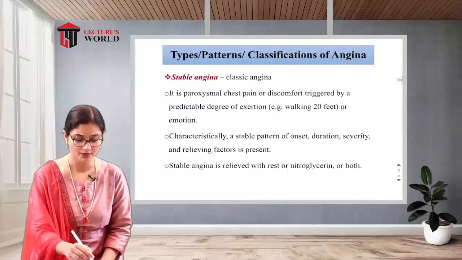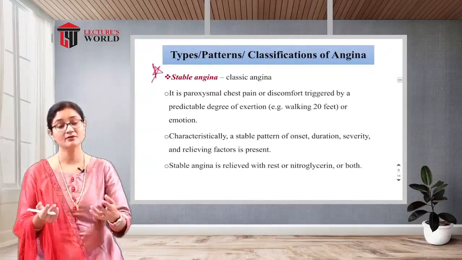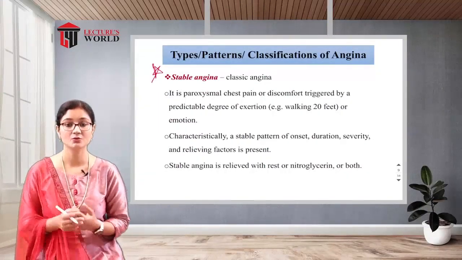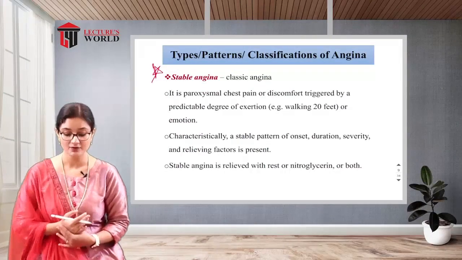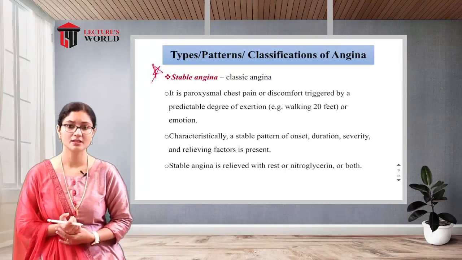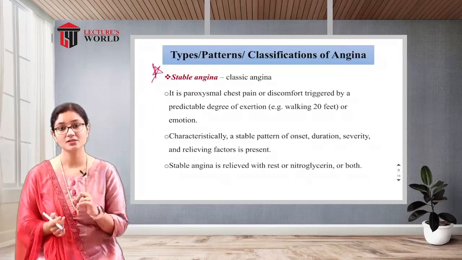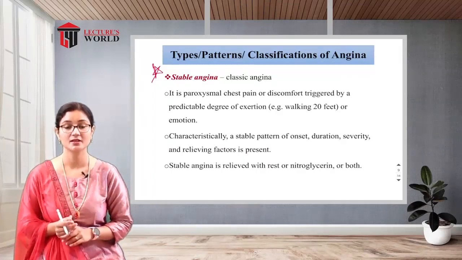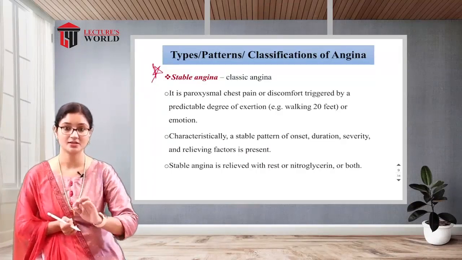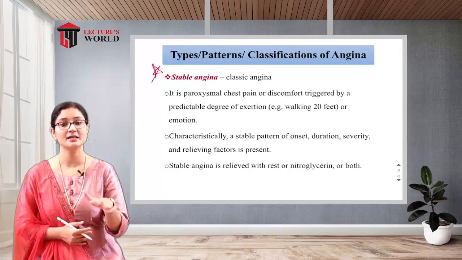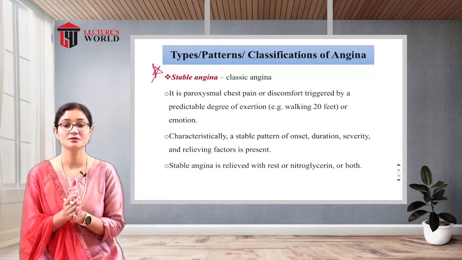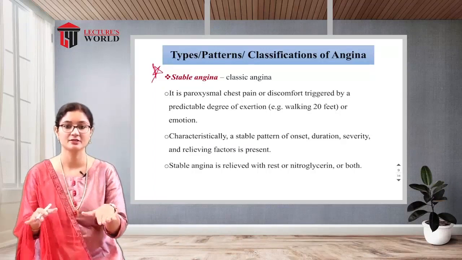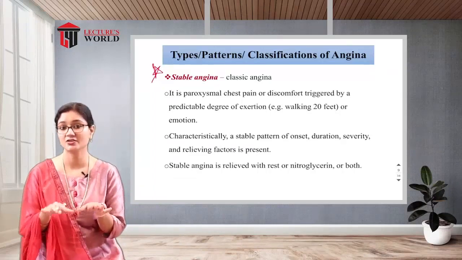Next, a very important question, commonly asked in your vivas and in your exams also. What are the types, patterns or classification of angina pectoris? Commonly asked, so you should know this. The first one is stable angina, which is called classic angina. The word itself suggests stable. Stable means there's no change. It's stable enough, there's no change happening.